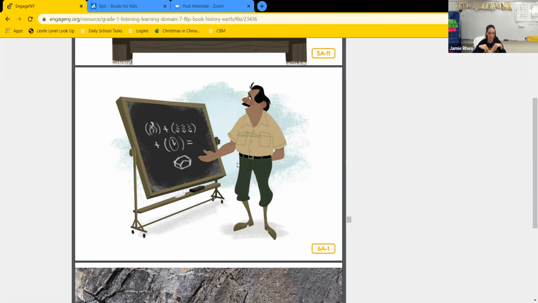Every rock in the world can be placed into one of three categories. The three types of rock are igneous, sedimentary, and metamorphic. Try saying each of these rocks out loud. Ready? Here we go. Igneous, sedimentary, metamorphic. Good job, guys.